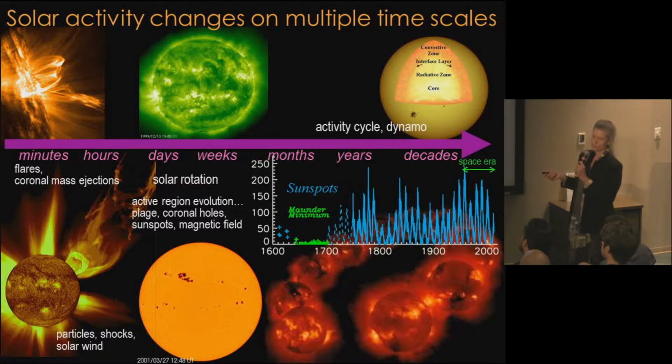And as everyone I'm sure knows, solar activity ranges from minutes to decades. The prominent indicator that we have is the sunspot number. It's shown here in blue. This was the period of the Maunder minimum, where there are few sunspots on the disk. The space era, where we've made observations, is actually a period of relatively high solar activity. We're now going into lower activity.